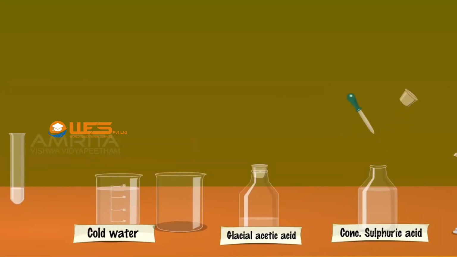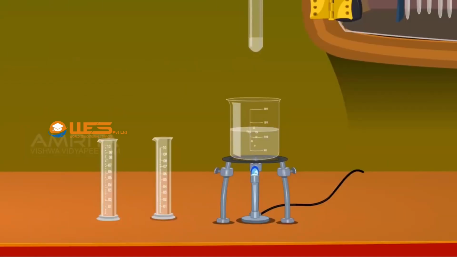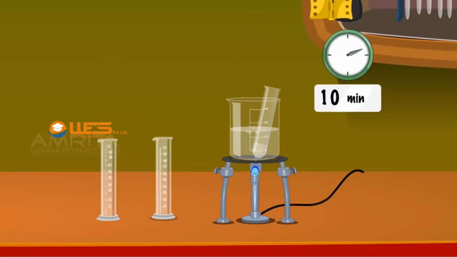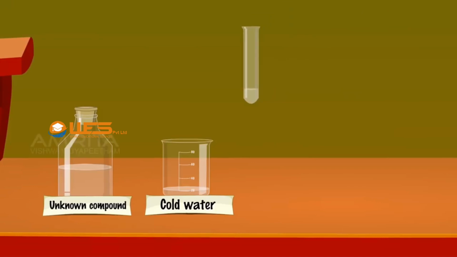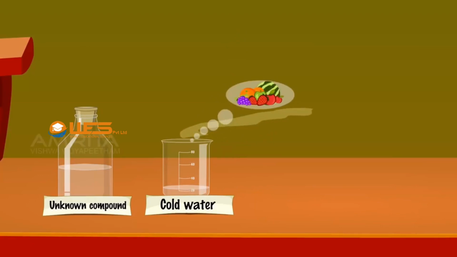Take a dropper. Add 2 to 3 drops of concentrated sulfuric acid into the test tube. Warm the mixture in a water bath for 10 minutes. Add this mixture into 20 ml of cold water taken in a beaker and smell it. Alcohol reacts with carboxylic acid in the presence of concentrated sulfuric acid to form a fruity-smelling compound called esters. A fruity smell indicates the presence of an alcoholic group.